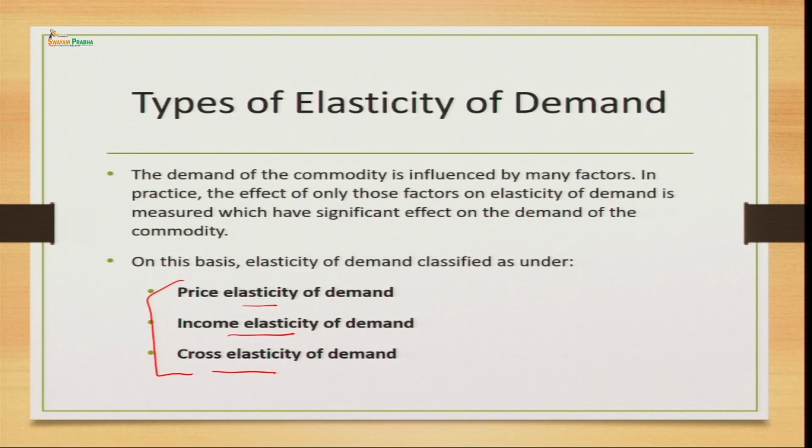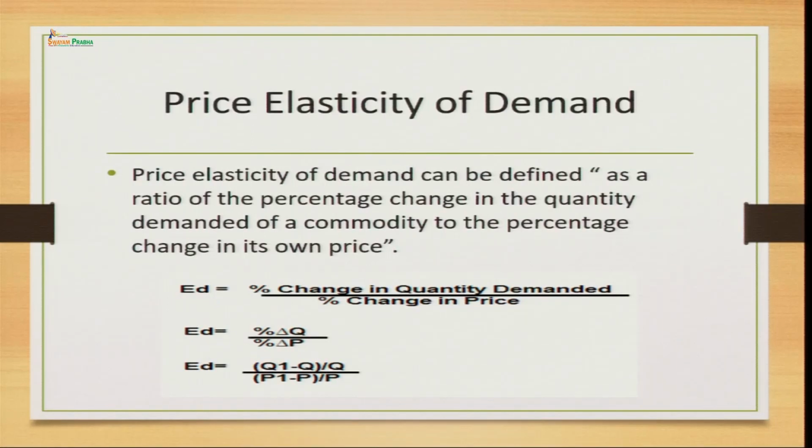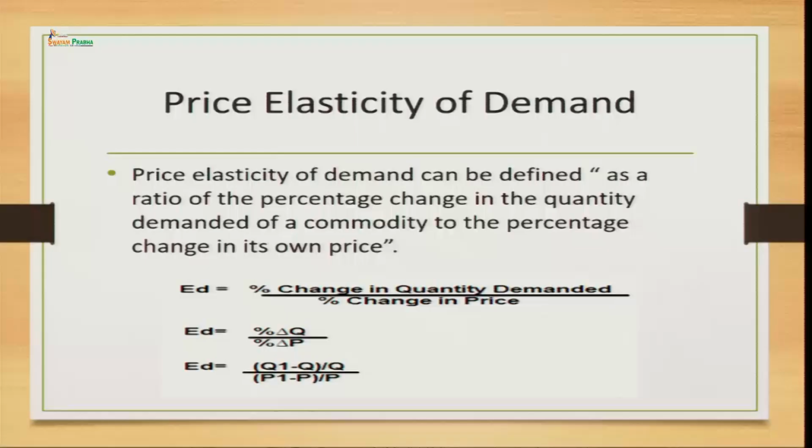So, let us start with the price elasticity. This name will only help you to understand what we are going to do in this elasticity. So, very simply we can say that with price elasticity of demand, we try to find out how much change has taken place in the quantity demanded due to the change in the price of the commodity. So, price elasticity of demand can be defined as the ratio of percentage change in the quantity demanded of a commodity to the percentage change in its own price, right.